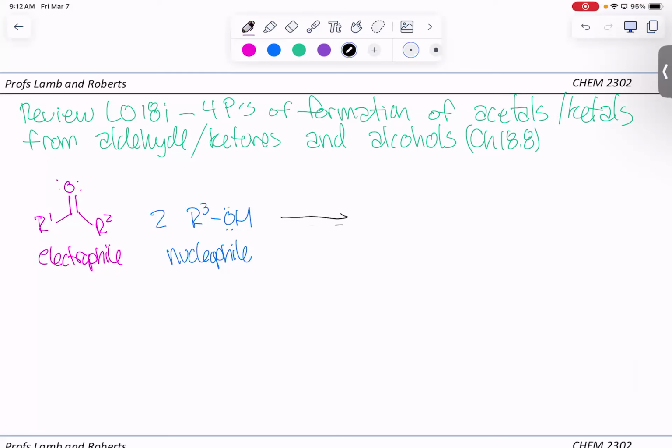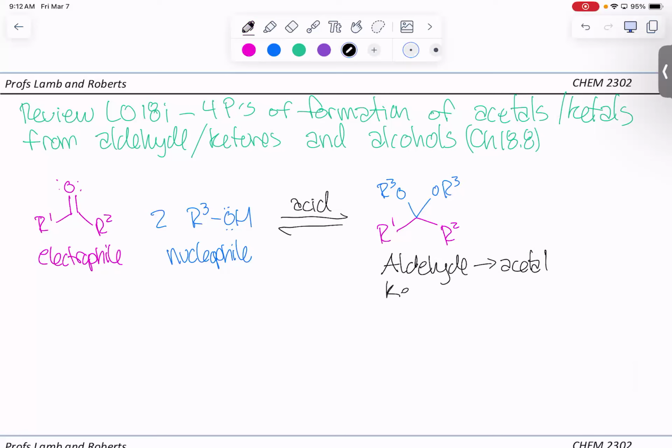Then we took some sort of acid, and we went over a couple of them that I'll review. At the end of the day, if we have an aldehyde, if one of these R groups is going to be H, then we get an acetal. So we go from an aldehyde, if that's what we started with, to an acetal. If we started with a ketone, then we get a ketal.